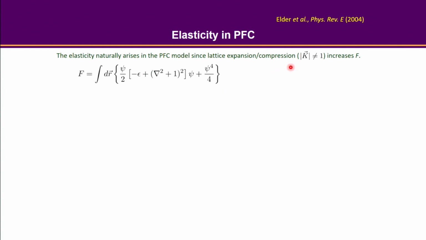So immediately you can see that if the lattice is subject to some expansion or compression, locally you can see the wave number is going to deviate from 1. So if the lattice spacing locally deviates from 1, this Laplacian plus 1 squared kernel will not vanish, and that seems like it's going to give us something positive, because with this number greater than 0, then you have to integrate this positive number times psi squared over 2 and do the integration. It's going to be always positive. So elasticity naturally arises in the PFC, since any local lattice distortion will increase the free energy, right?